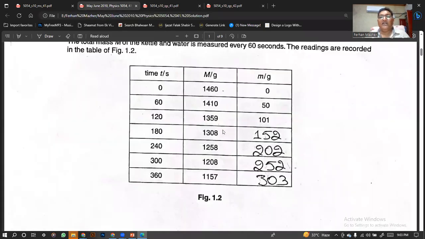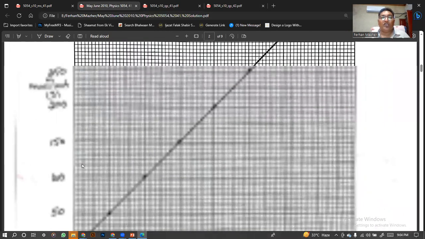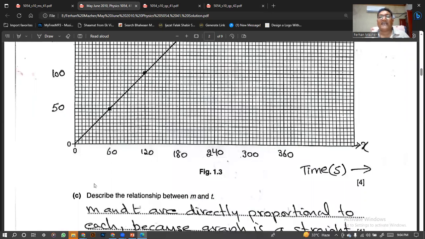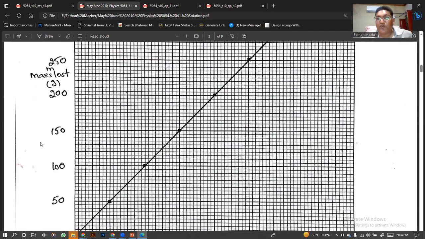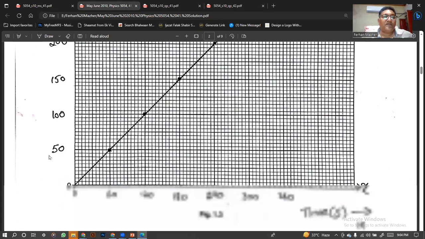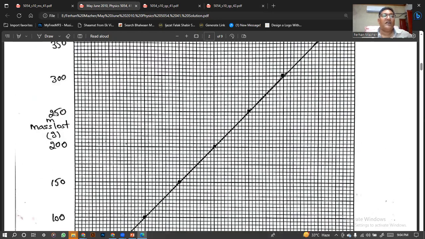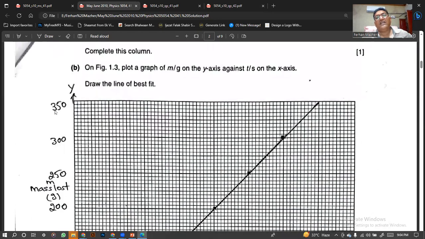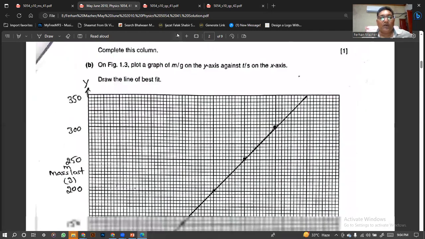So this is the table. So, you know, the time is going from 0 to 360 seconds, and the mass loss, that is going to 303 grams from 0. So you can see here on the x-axis, we are representing time, which is in seconds. 0, 60, 120, 180, 240, 300, 360. And here we have represented the mass loss that has been represented with the small m. So that is 50, 100, 150, 200, 250, 300, 350 grams.